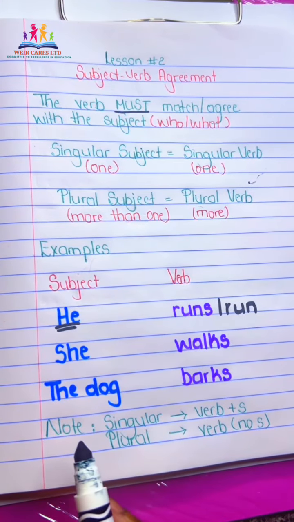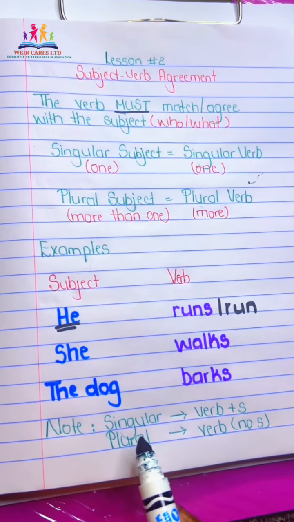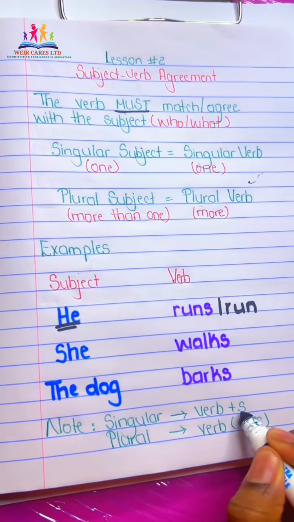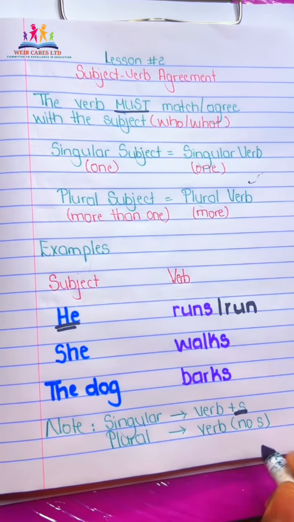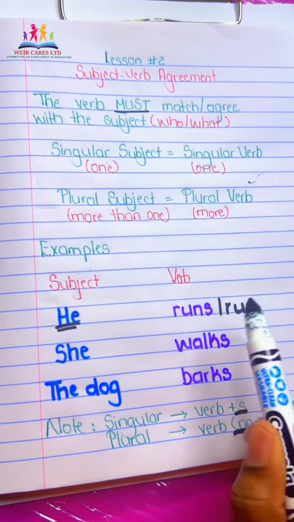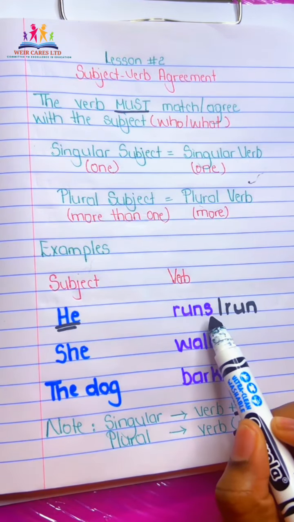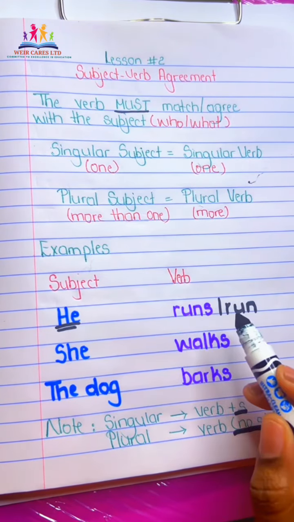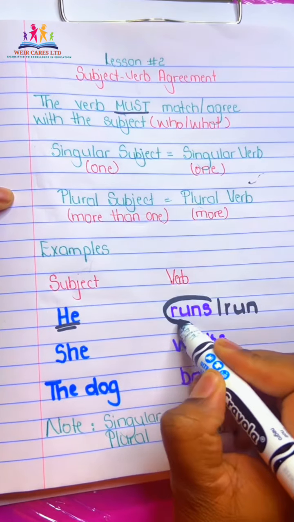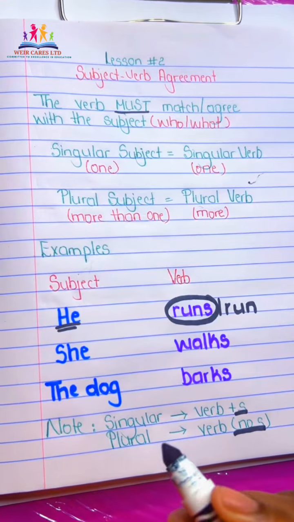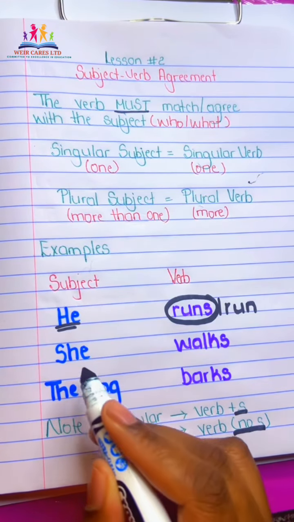Now, please note that in the verb world, the singular verb takes the S. However, the plural verb doesn't take the S. So once you see the S added to a verb, it's actually in its singular form. So he runs. Let's look at the next one, she.